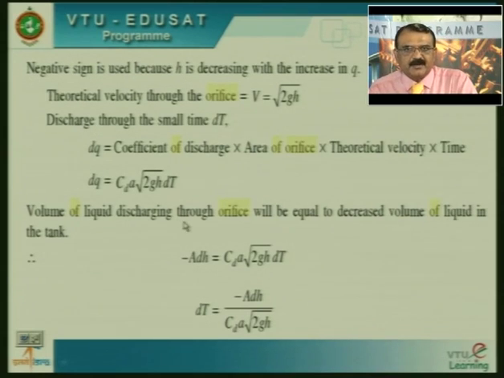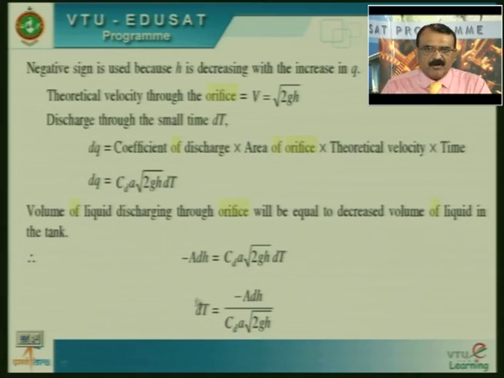Volume of liquid discharging through the orifice will be equal to the decreased volume of liquid in the tank. Therefore, it is minus A into dh is equal to Cd into a into root of 2gh into dt. What you are looking for? What is your aim? At the beginning I said your aim is to find the time taken by this orifice to empty the tank. Therefore, dt is equal to minus A into dh divided by Cd a into root of 2gh.